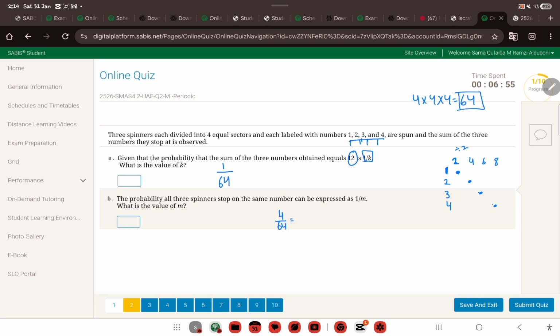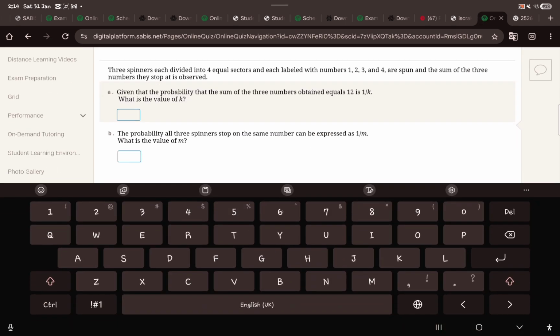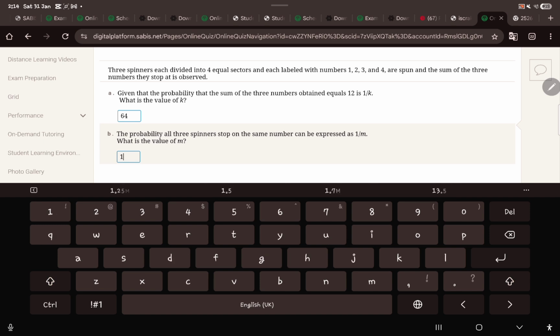We didn't have an AMS about this before, so it's a bit confusing. So it's 1, but inshallah, if you understand it, it would be easy. Okay, so 1 over 16: the first one is 64 and the second one is 16, because they only want the denominator.